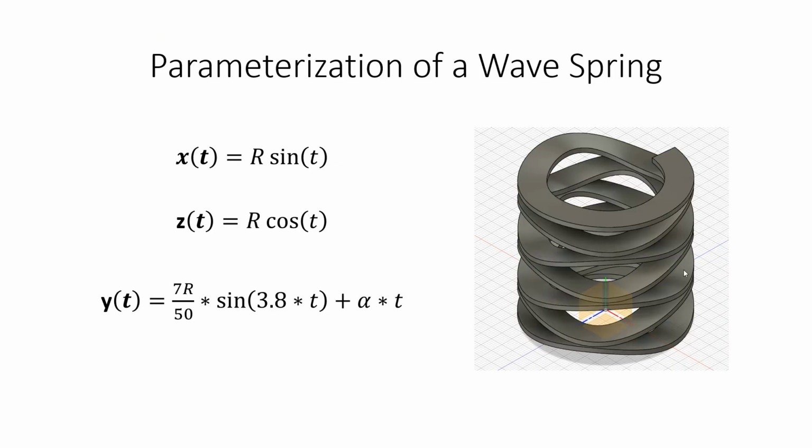I found it useful when I was trying to create this to have the general form. And the general form that I came up with is 7r over 50, where r is your radius, times sine of 3.8 (I actually changed 3.5 to 3.8) plus alpha times t. I found that depending on your radius and your thickness of your spring, actually more dependent on the thickness, you should change alpha such that your wave spring looks nice. So it is kind of a guess and check game. I ended up making alpha 1.5 for the radius of 25 millimeters that I used. So yeah, that's all that is.